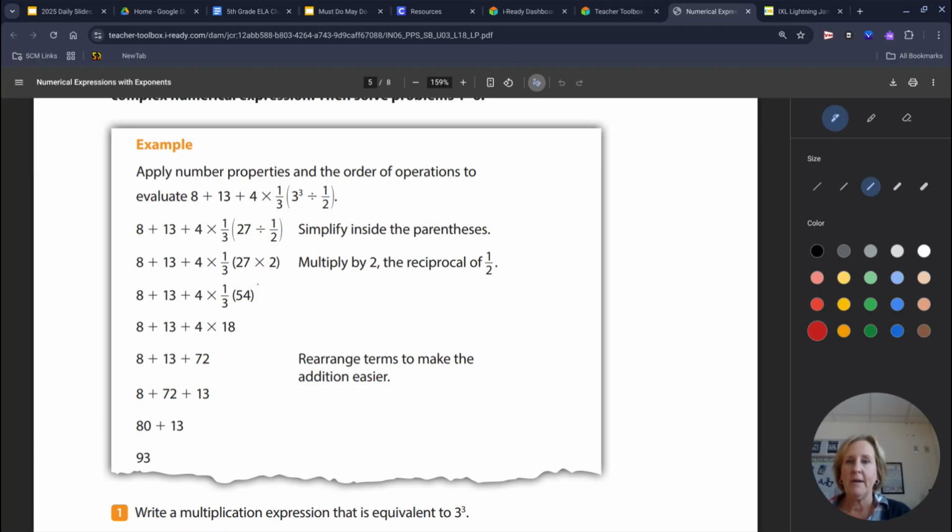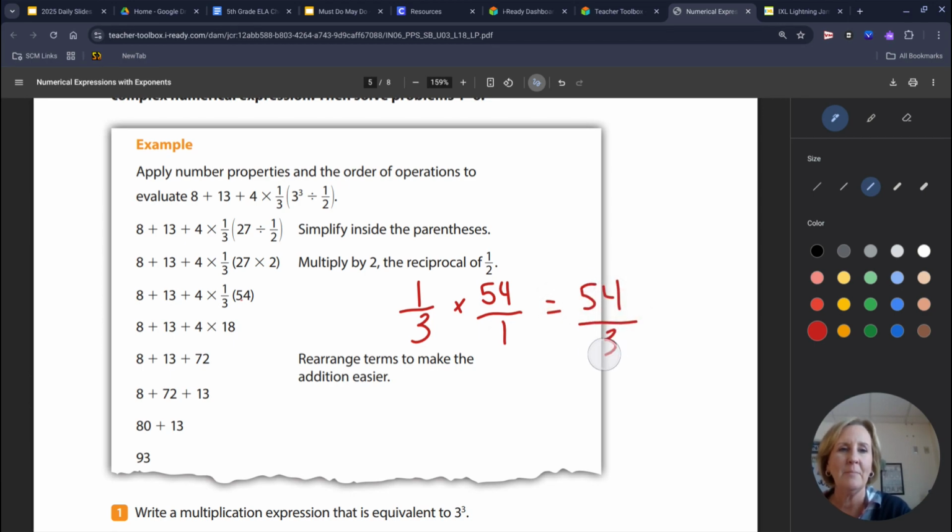Now, we've got our 54. Keep it in the parentheses because it tells us that we have to multiply it by the 1/3. So now it reads 8 plus 13 plus 4 times 1/3 times 54. Well, I'm going to show you real quick. If we do 1/3 times 54, put your 54 over 1, and what you really have is 54 divided by 3.